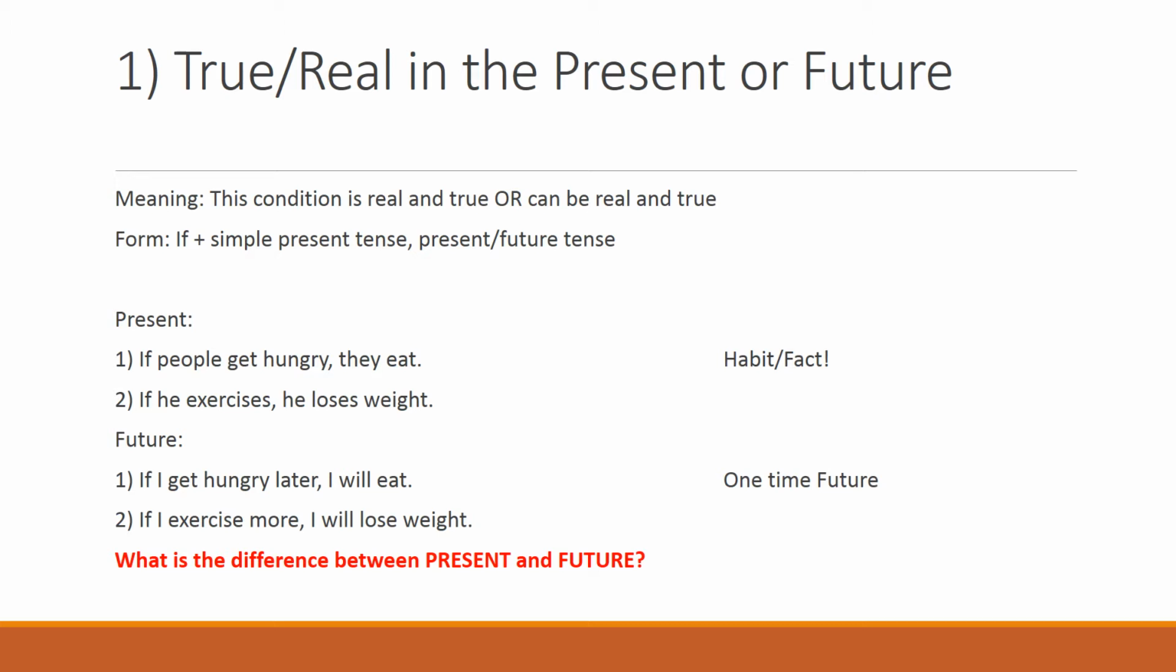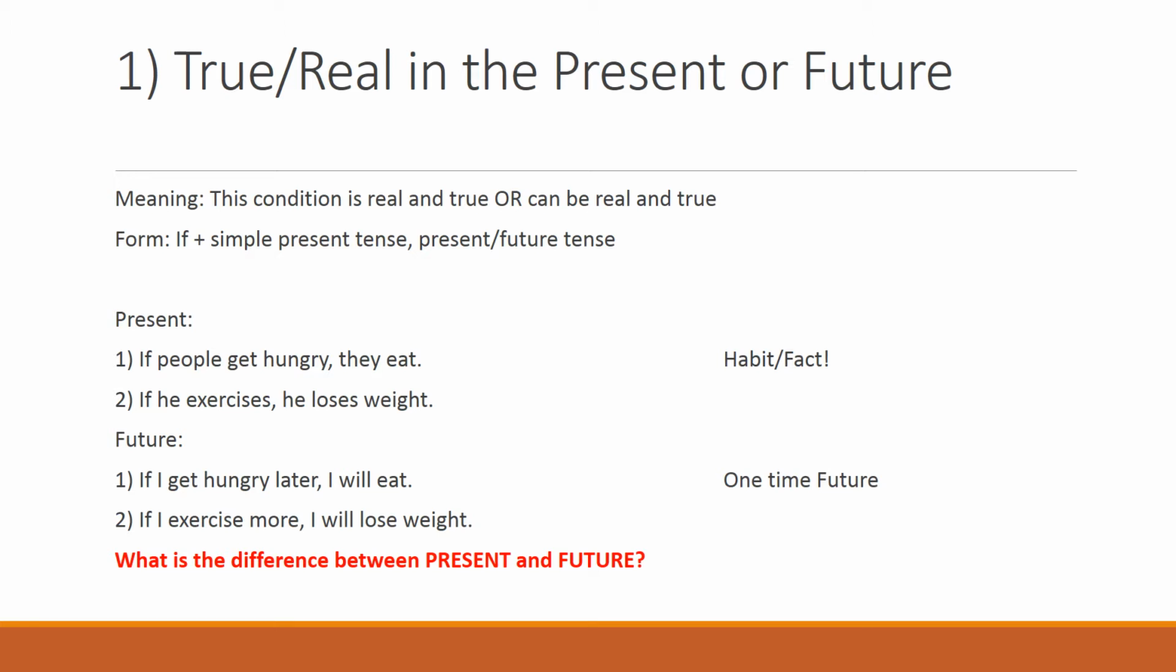On the other hand, with future tense, I could say if I get hungry later, I will eat. That's the future tense. If I exercise more, I will lose weight. That's also a one-time future. This is telling the listener that if I get hungry later, I will eat. This is what I will do today. If I exercise more, I will lose weight. I'm talking about my specific situation and the one-time future.